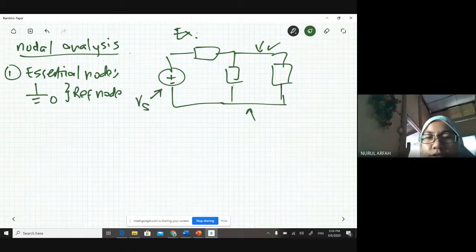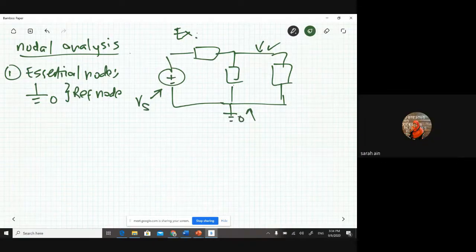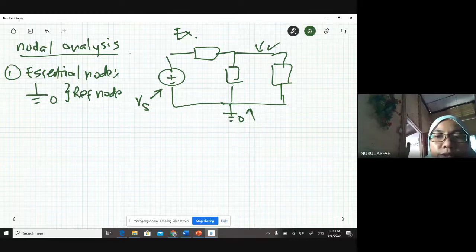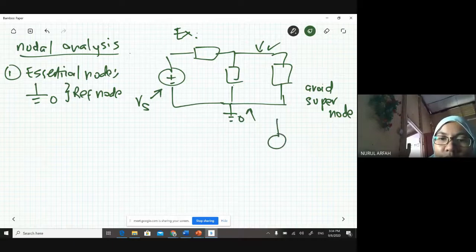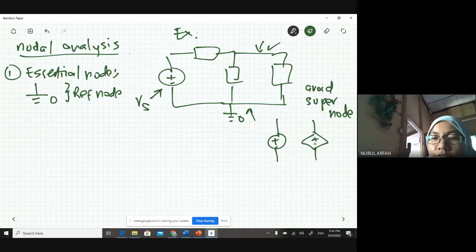When you have a voltage source, it's better to put the reference point at one of its terminals, so that you avoid what we call the super node. Do you remember what a super node is? A super node is when you have an independent or dependent voltage source.